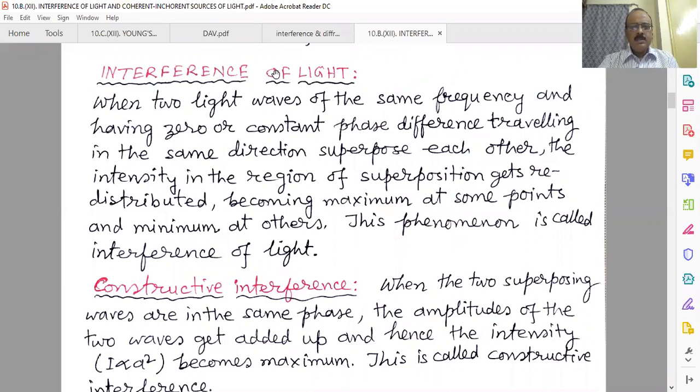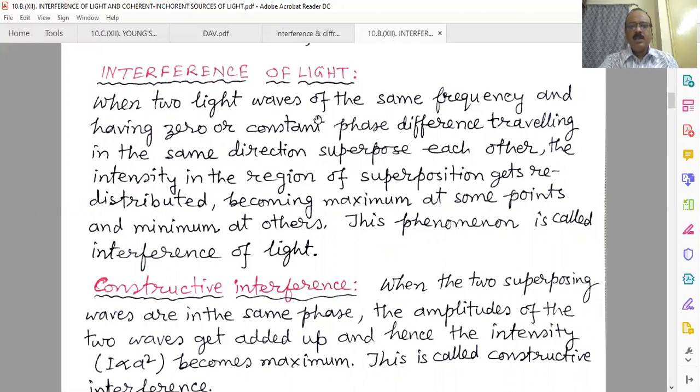What is interference? When two light waves of the same frequency and having zero or constant phase difference, traveling in the same direction, superpose each other, the intensity in the region of superposition gets redistributed, becoming maximum at some points and minimum at other points. This phenomenon is called interference of light.